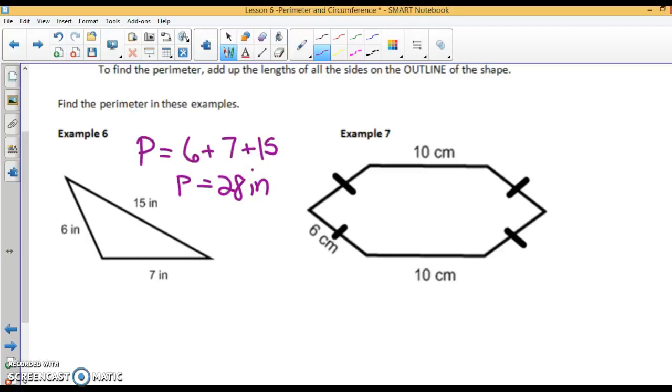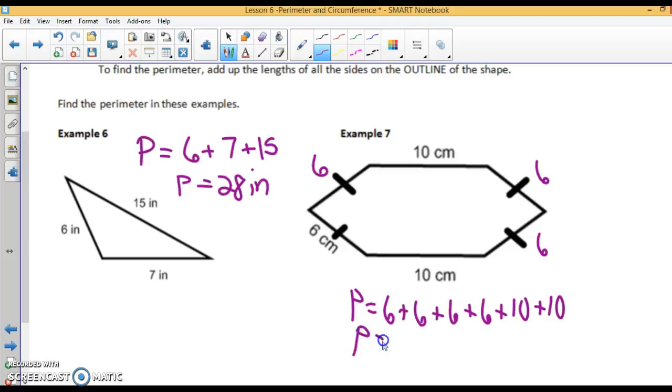Okay, now we got a shape here. These single dots or lines show me that each one of these sides has the same measure. So these are all 6. So my perimeter will be 6 plus 6 plus 6 plus 6 plus 10 plus 10. If I add that all up, I will get 44 and it will be centimeters.